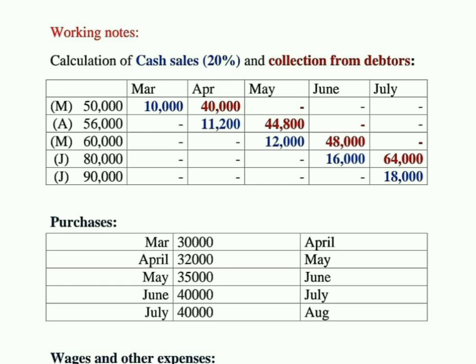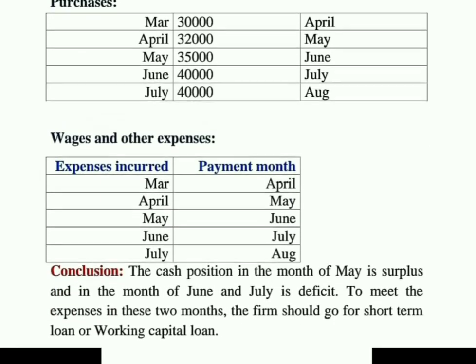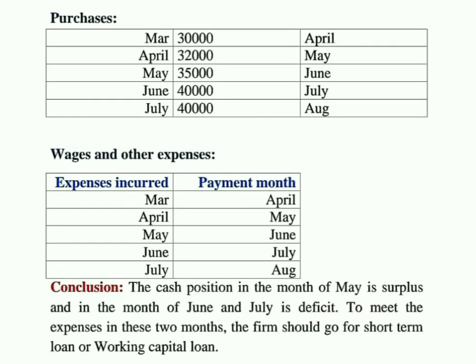Okay, so next coming to purchases working notes. Here see purchases for March, April, May, June and July. In the month of March the purchases are 30,000, April 32,000, May 35,000, June 40,000 and July 40,000. So here the credit period allowed by creditors or the suppliers is 2 months.